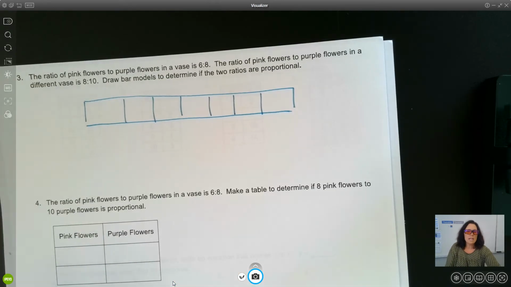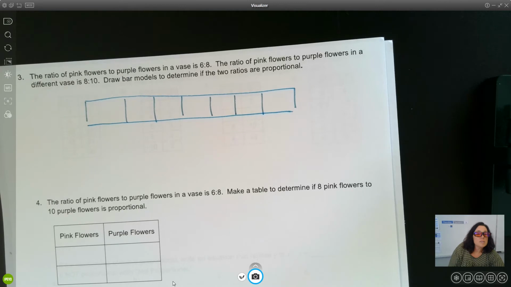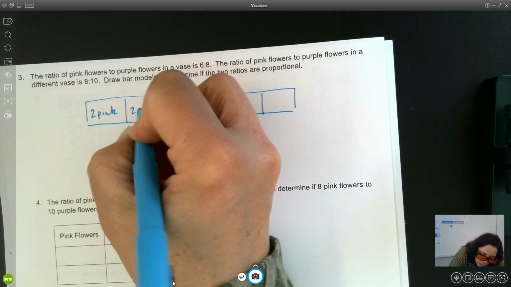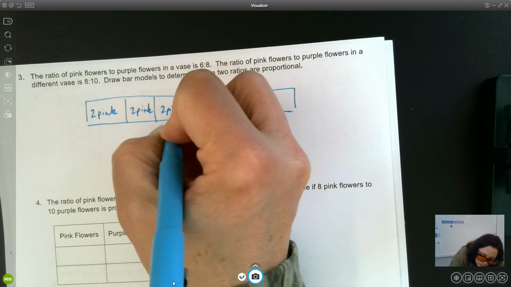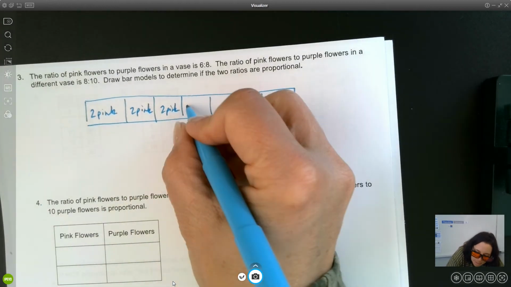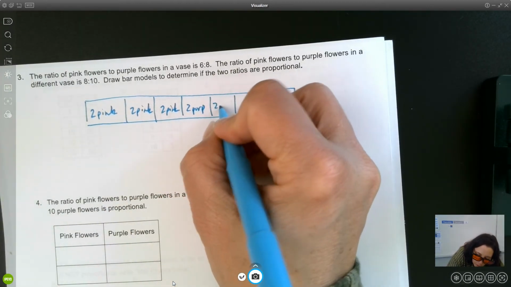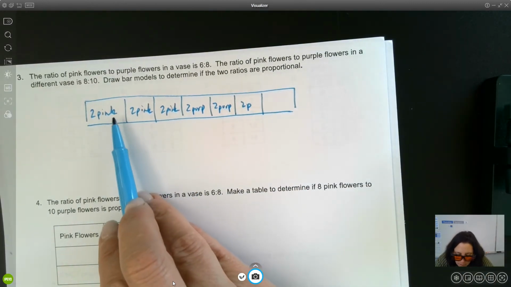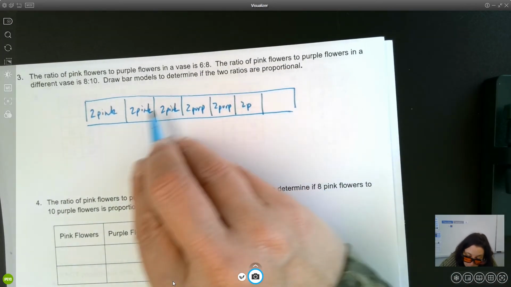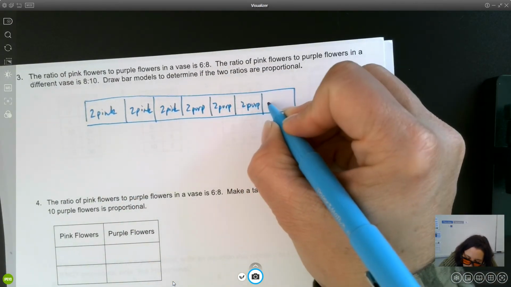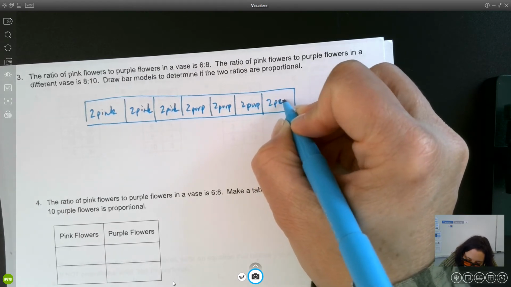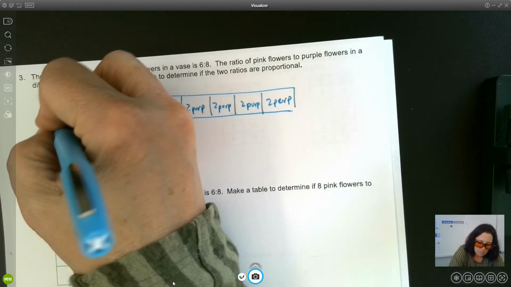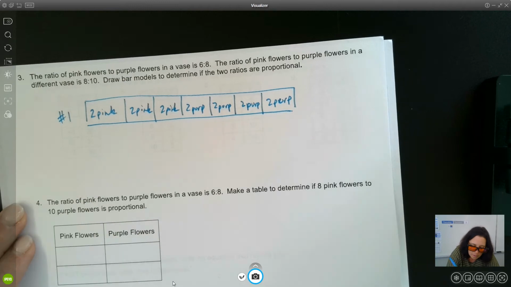If I have 6 pink, 2 pink, 2 pink, 2 pink, and then 8 purple, 2 purple, 2 purple, 2 purple. Uh-oh, I got too many here. 2, 4, 6 pink. I should have done that in pink. I'm good. 2 purple and 2 purple. All right, that's the first vase. This is vase number 1. Now vase number 2.